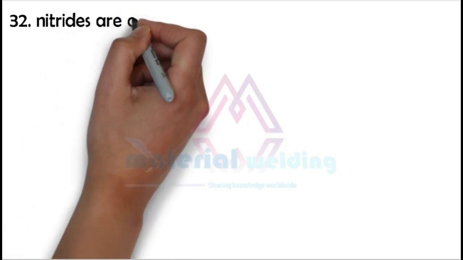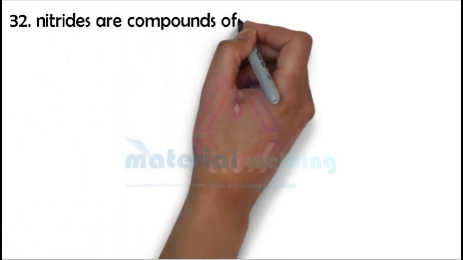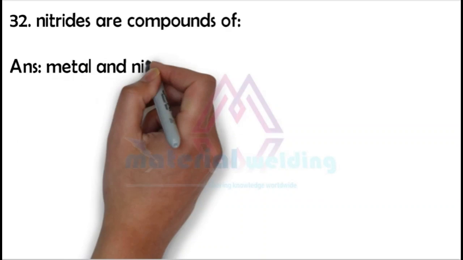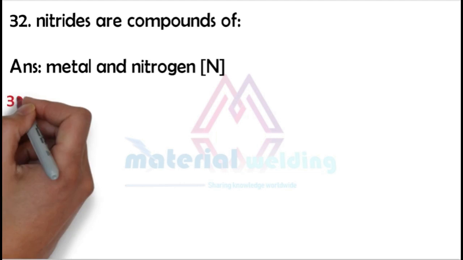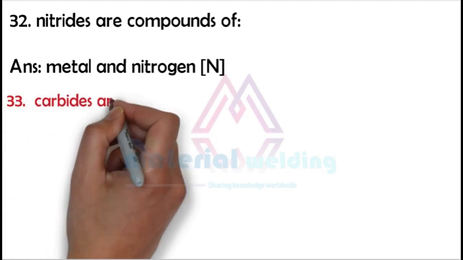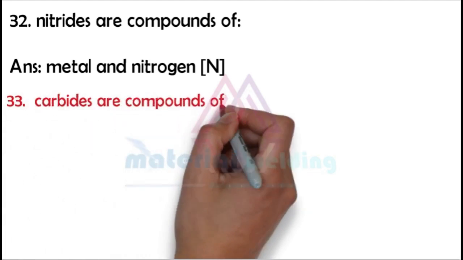Next, nitrides are compounds of metals and nitrogen. Next, carbides are compounds of metals and carbon.